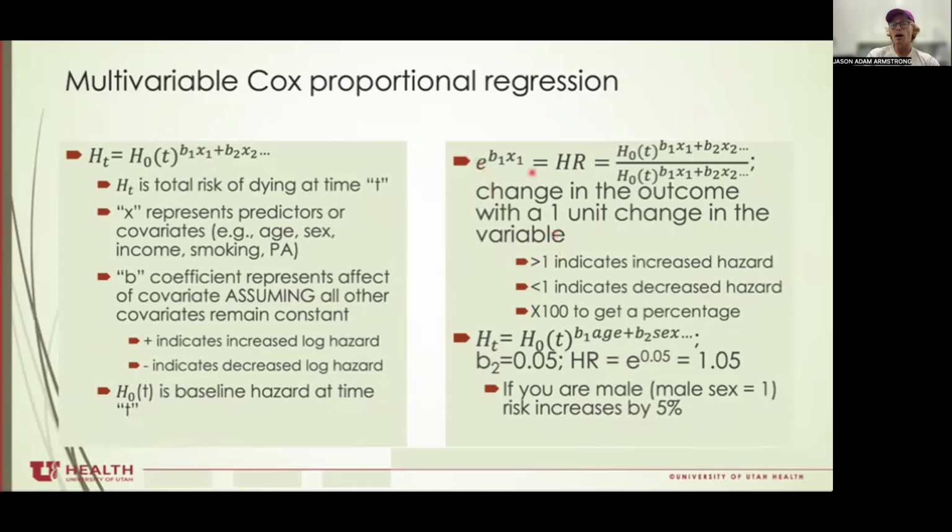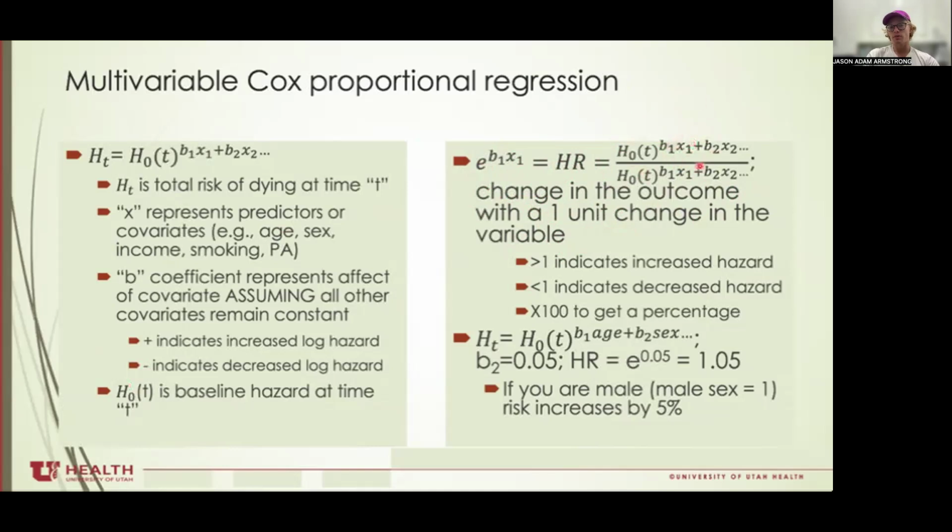And now I can say if I get my hazard ratio, represented by HR, there's a change in the outcome. So hazard ratio represents a change in the outcome, my change in my risk for mortality with a 1 unit change in my variable. So if my variable X is gender, let's say, or sex rather.